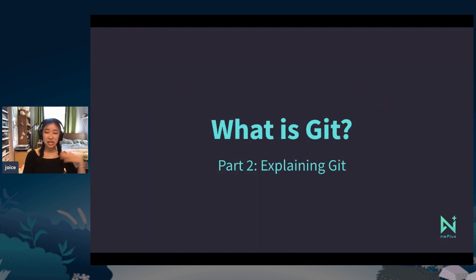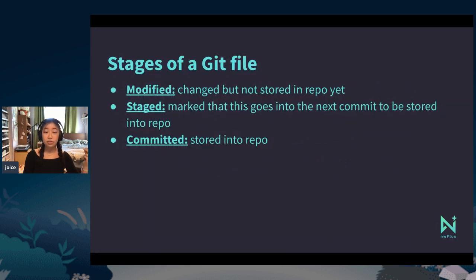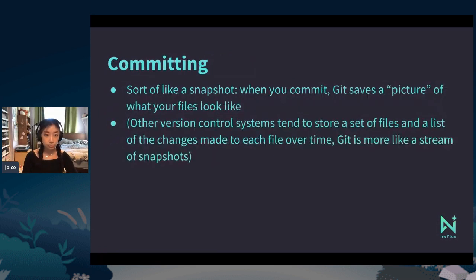So let's talk a little bit more about Git. There are 3 stages of a Git file. There's modified, so it's changed, but it isn't yet stored in the repo. That's kind of when you save the file. Staged, which means that you've marked that this will go into the next commit to be stored in the repo. And then committed, which means it's in the repo. So committing is sort of like a snapshot. When you commit, Git saves a picture of what your files look like.